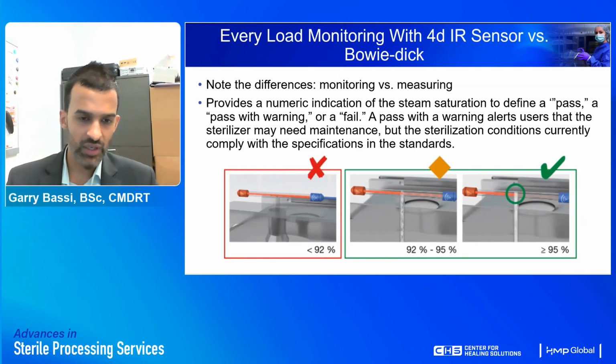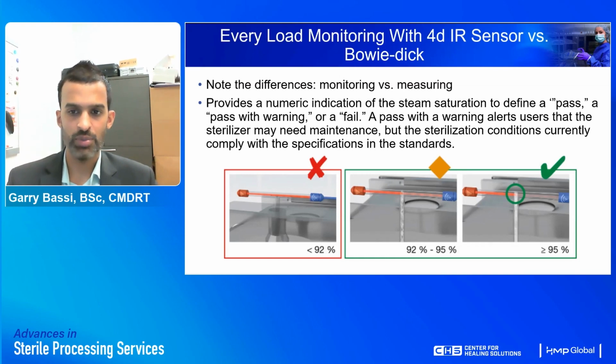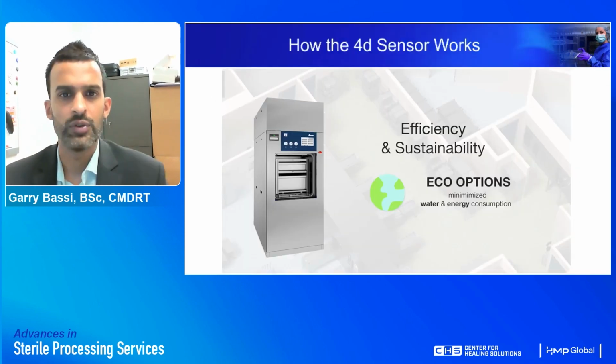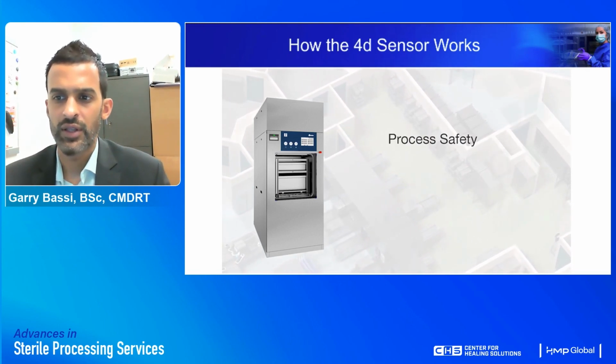So what's happening here is they've designed a device which allows steam to enter the lumen and cut the infrared light off, which is then measured. This gives you a value to give you confidence that steam penetration has been achieved. So if we look at this video, this shows you how the 4D sensor works that they have developed.